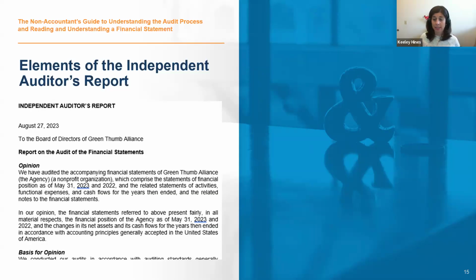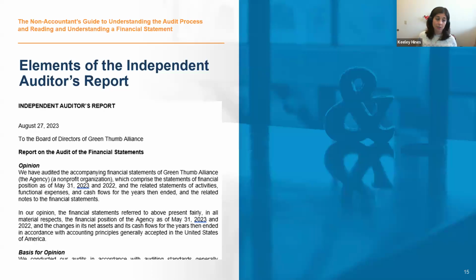So here's essentially an example of what one of our audit reports would look like. Ultimately, any CPA firm's audit report would look very, very similar. This is really canned language and very much prescribed and tied to the audit standards. So regardless of who the firm is, you will see something that looks very, very similar to this.